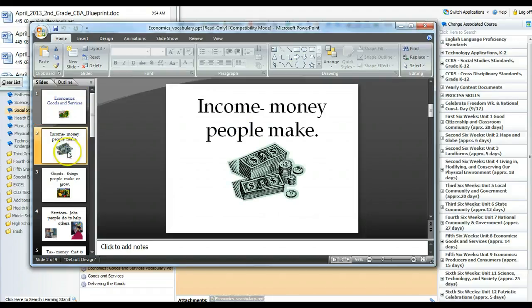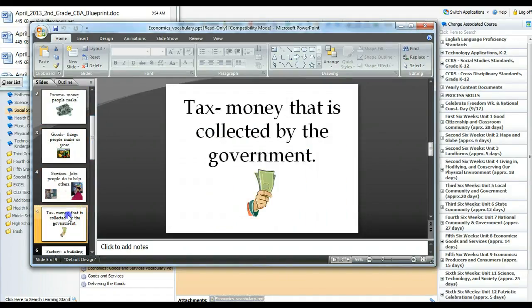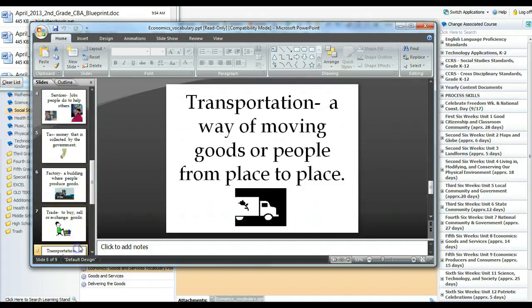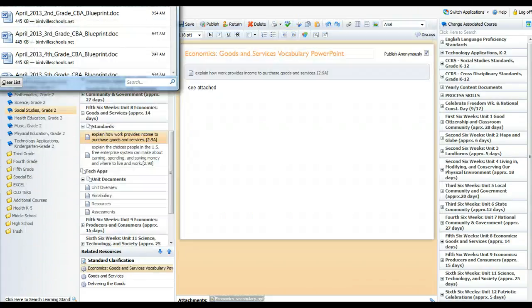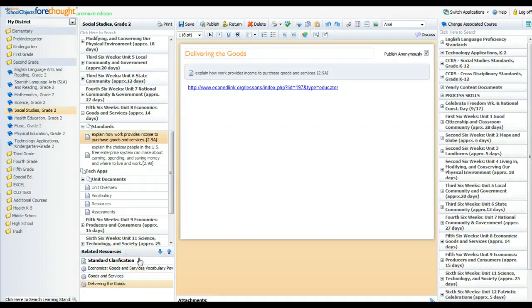It talks about income, goods, services, goes into a tax, a factory, trade, transportation, all of these things. So this might be barter. This might be something that you might want to look at. In addition to that, I have 2 lessons here, goods and services and delivering those goods. These come from the Econ Ed link. I love this website, so please take a look at it. I think you'll like it too.